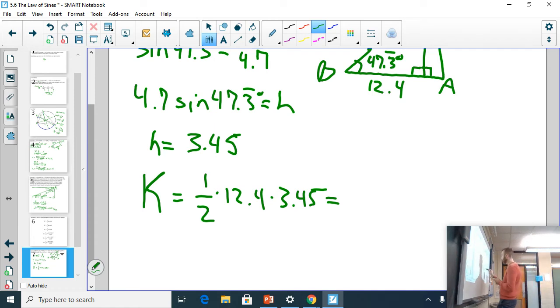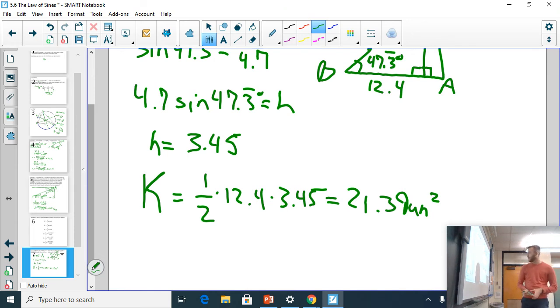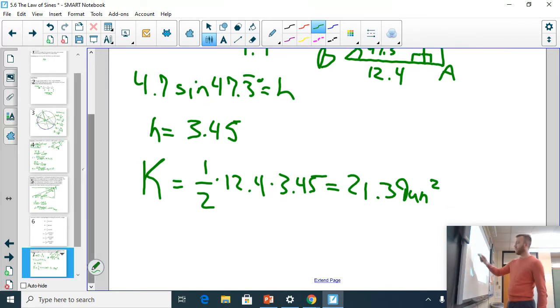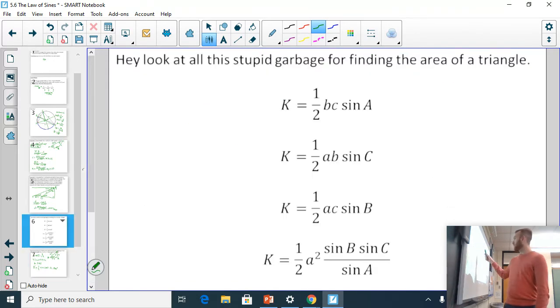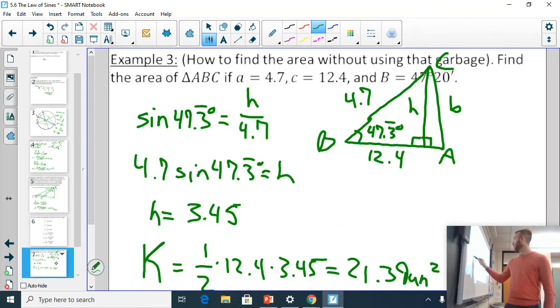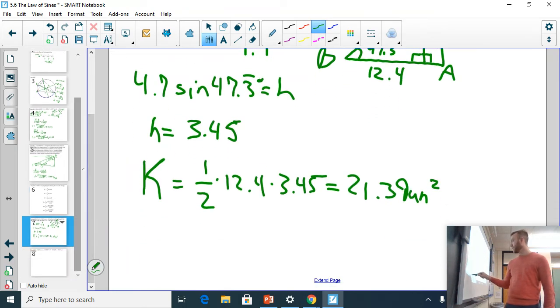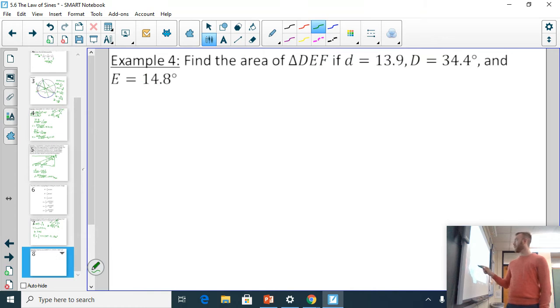And once we do the calculator, we get 21.39, and then it would be whatever units it is squared. And that's how you want to tackle these type of problems, right? So my advice is don't use all this garbage. Just think about how you would get the area using trig. And let's go over one more example.